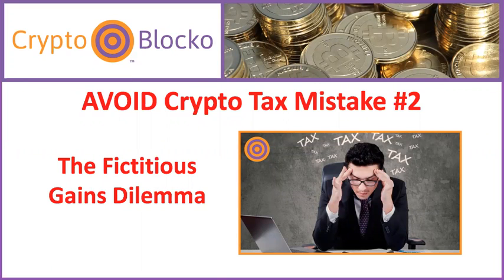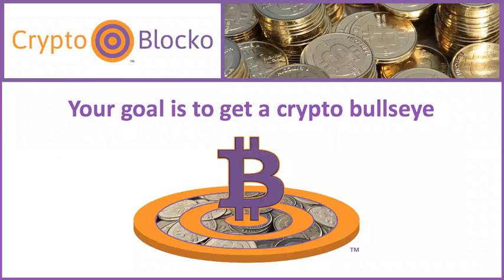Avoid crypto tax mistake number 2, the fictitious gains dilemma, by Crypto Blocko. This is part of the How to Avoid 7 Costly Crypto Tax Mistakes series. All right. Your goal is to go to crypto bullseye. Our goal is to help you get there.